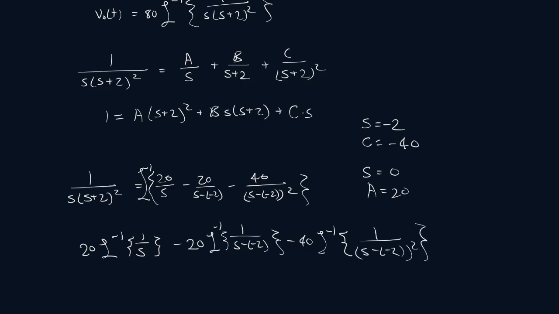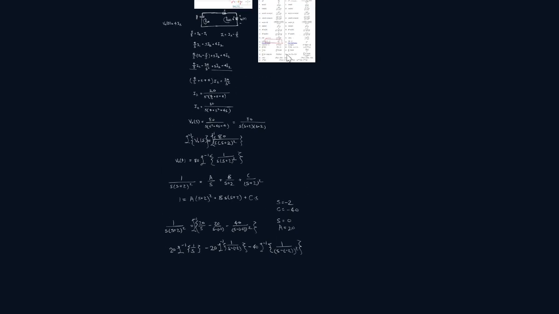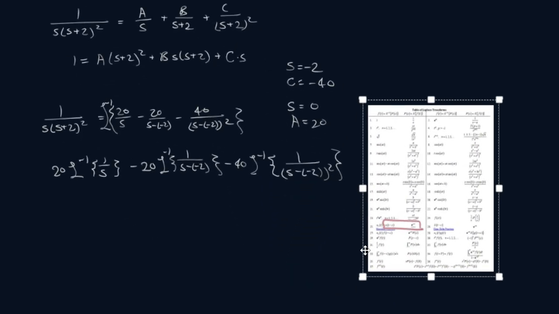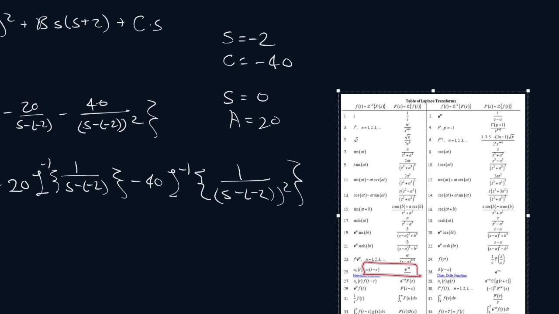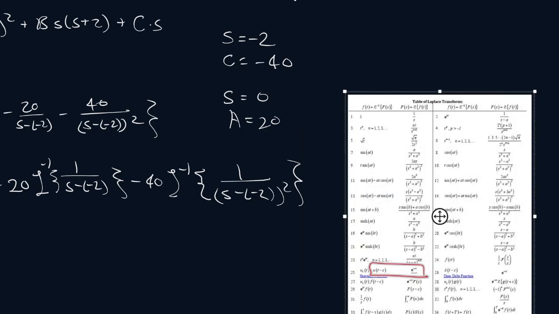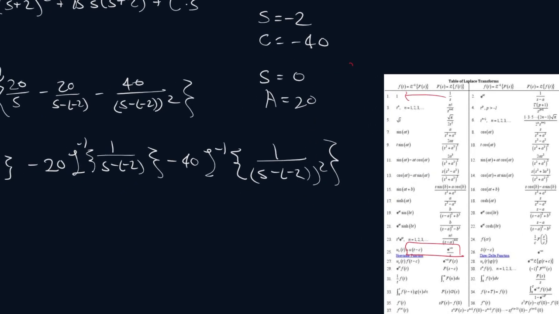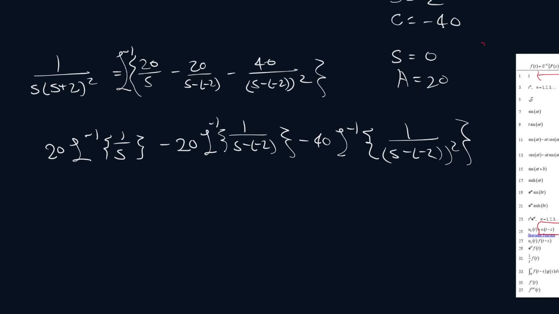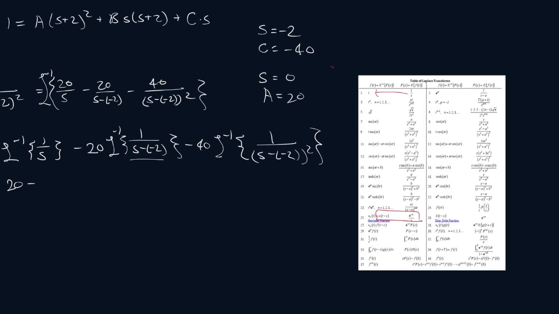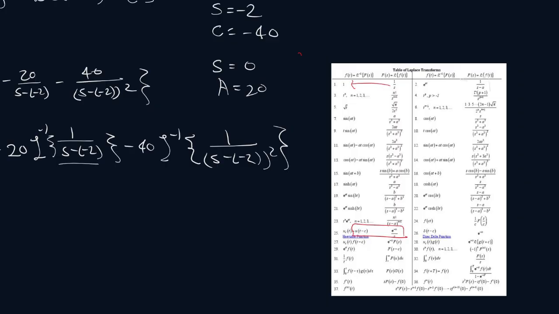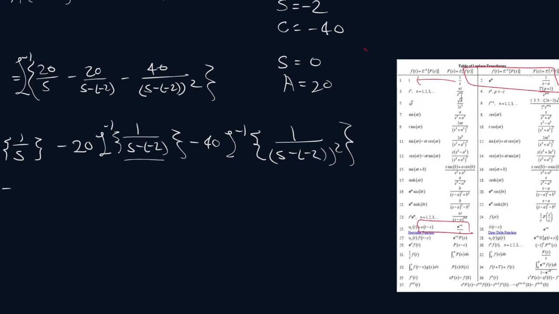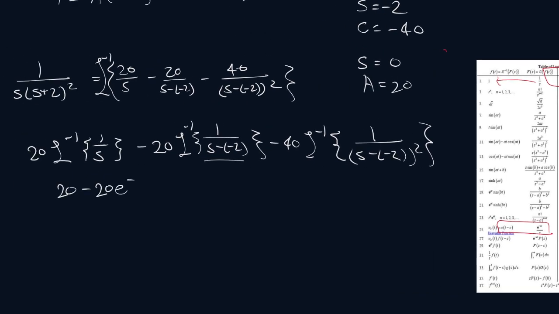Okay, so let's get our sheet from here and let's look for matches. So 1 over S, its inverse Laplace is just 1. So this will just be 20 minus, okay, so 1 over S minus minus 2. So we got a match here. So we see our a is minus 2. So it'll be minus 20 e to the power of minus 2t.